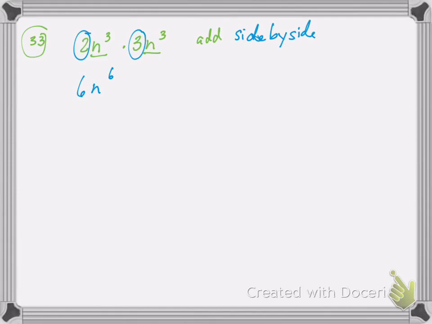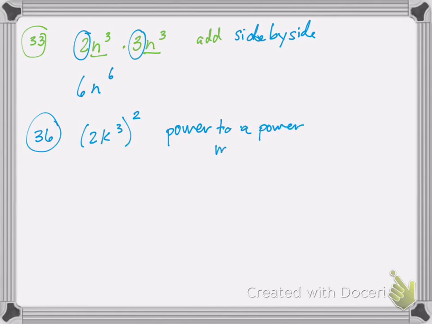If you look at 35, actually let's do 36, that one's better. We have 2k to the 3rd power, and then all of that squared, raised to the 2nd power. So now my exponents are not side by side. I have a power to a power. So anytime you have a power to a power, they are not on the same even playing field, so then you're going to multiply. So I'm going to multiply the exponents.